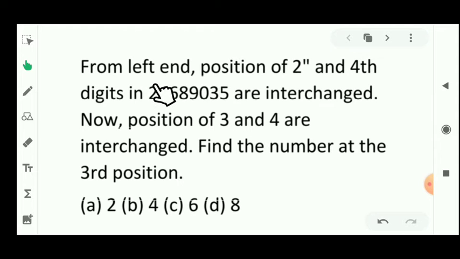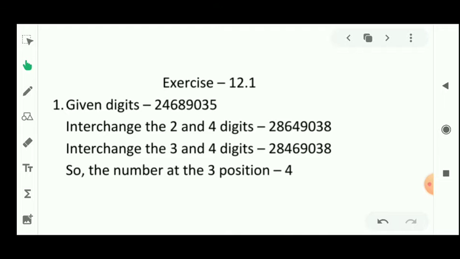Question number 1 tells you that from the left-hand position, the second and fourth digits of the number given in the question are interchanged. Now the positions of the third and fourth digits are interchanged. Find the number at the third position. These numbers are given in the options. Let's see the solution of the question.